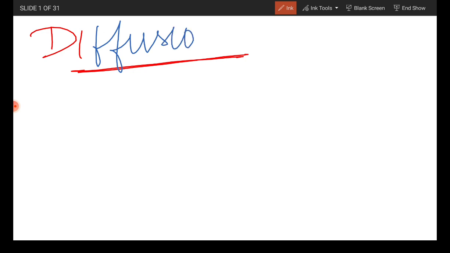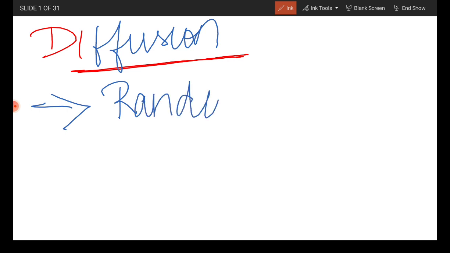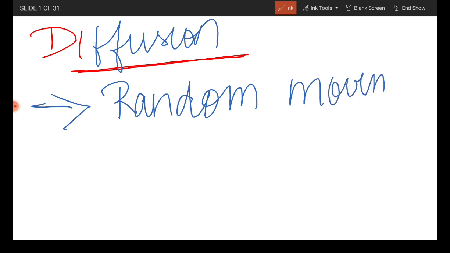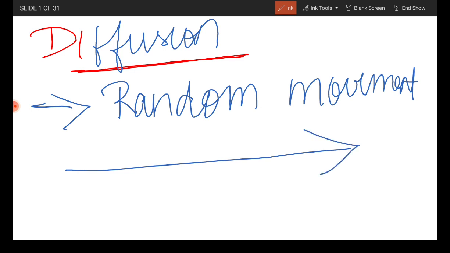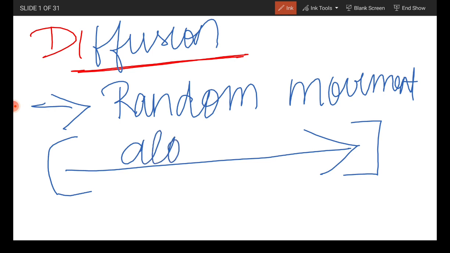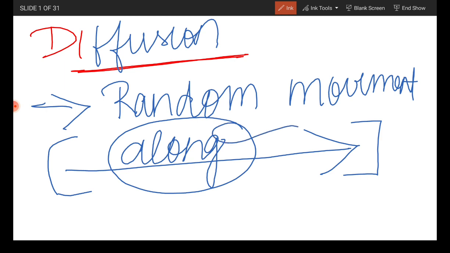Okay, diffusion. Diffusion is random movement of molecules along the concentration gradient, in the sense they are not moving against the concentration gradient, they are moving along the concentration gradient. Means a solute is moving from a region of higher concentration to a region of lower concentration.